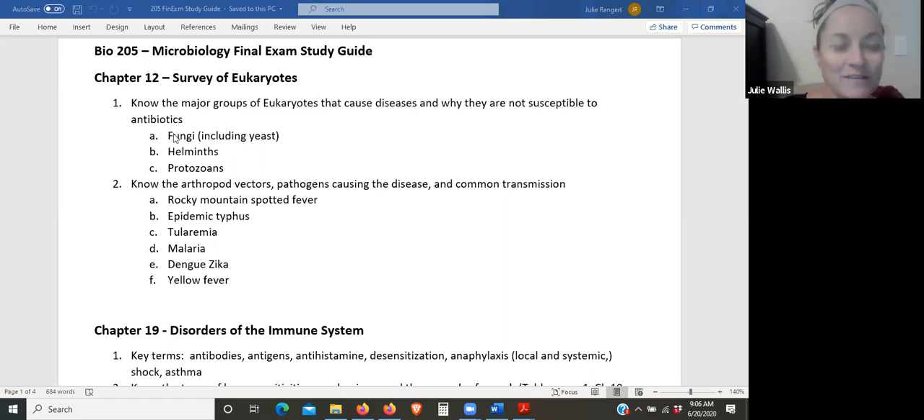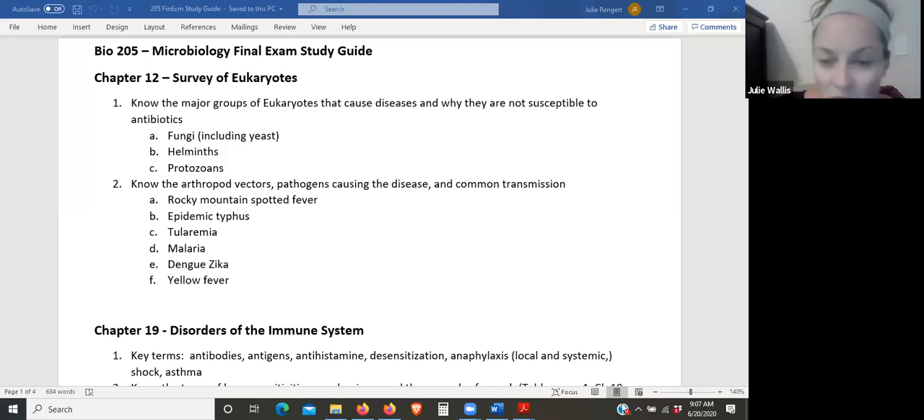So just to reiterate, fungi are eukaryotic, obviously. We're talking about survey of eukaryotes here. And that includes the yeast. So things like Candida albicans is one of the species that you need to remember that it is fungi.